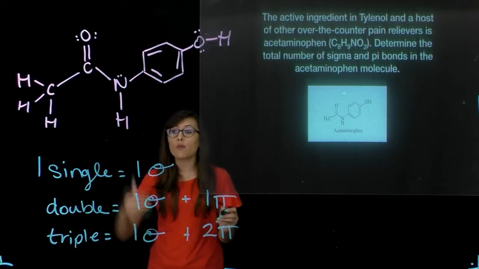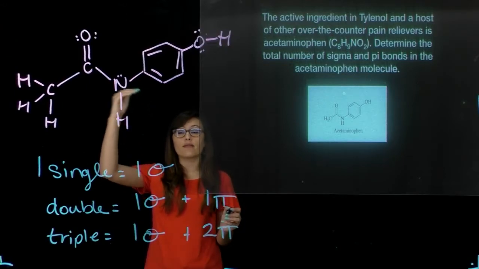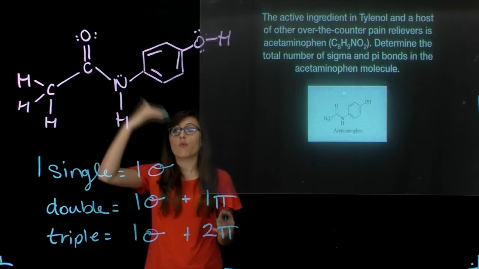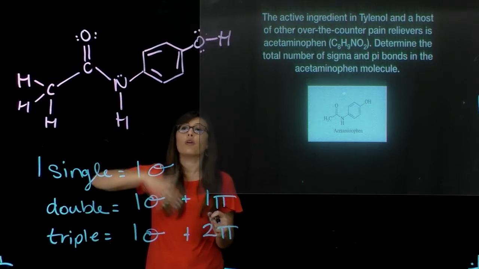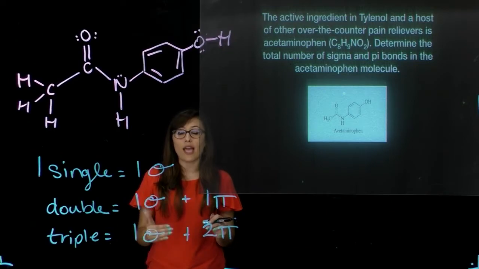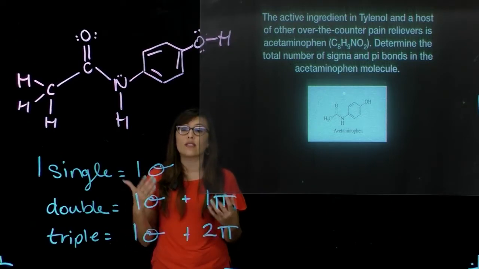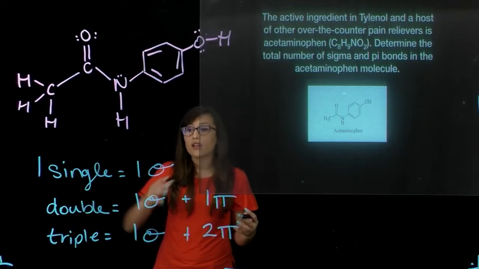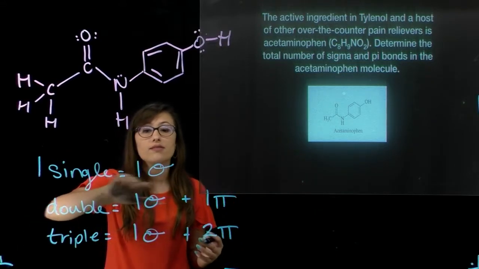So with this in mind, we can go ahead and count how many single bonds we have. Once we count how many single bonds we have, we can also look at how many double bonds. We can count up how many sigma bonds we have, and then we can take into consideration how many pi bonds we have by counting the multiple bonds present. So let's start off with determining the number of sigma bonds.